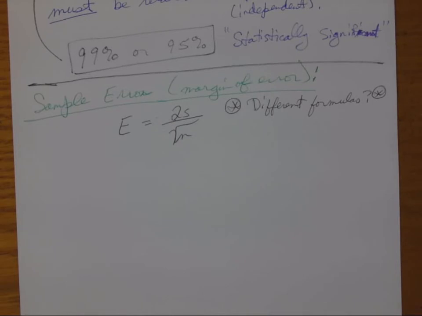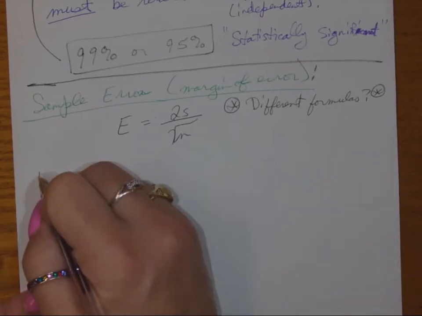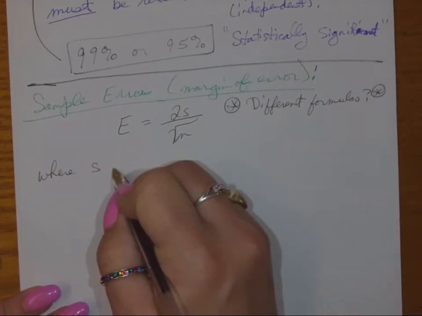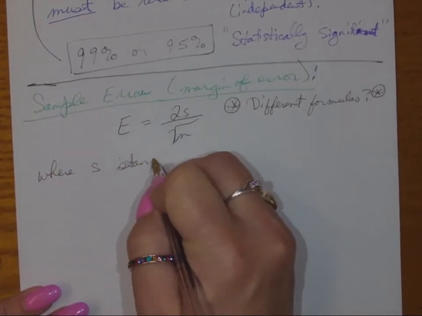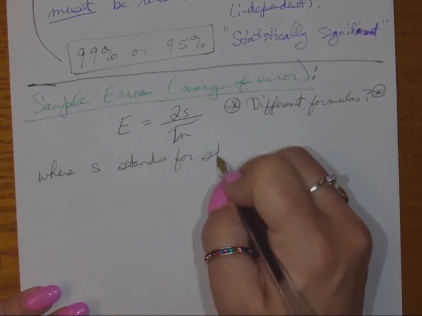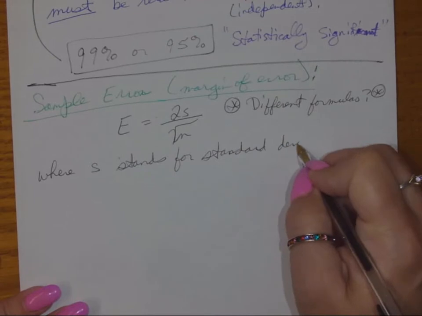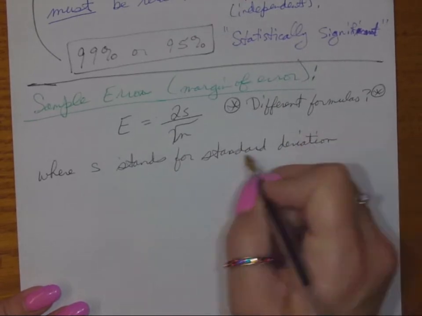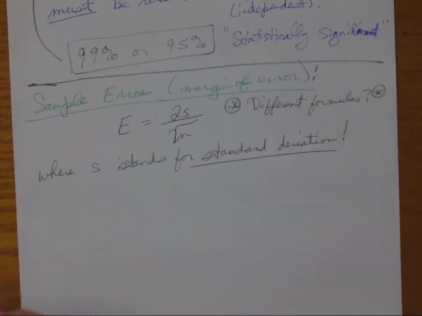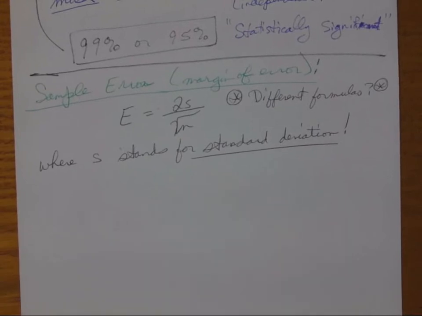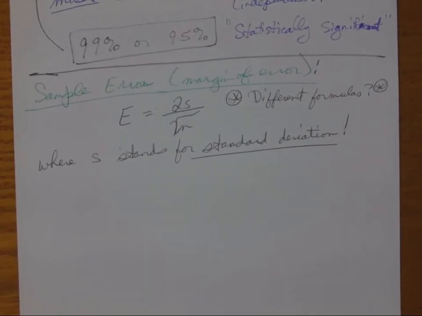Okay, so that's our formula. Well, what does that S stand for? Where S stands for standard deviation, right? Yeah. Well, it took us a while to get to standard deviation. We weren't ready to talk about that in week 1, right? So now we come back and we go, oh, okay, we need that for this formula.